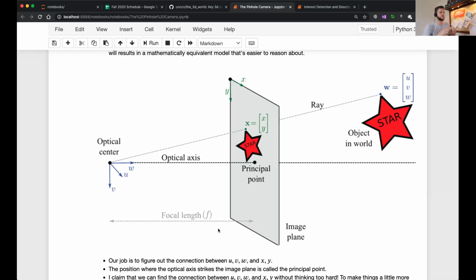Where did we define the origin of our coordinate system to be in our pinhole camera model? Does anyone remember? Where did we say that the origin has to be? In this picture, this is the camera right here. Yeah, it's close to the principal point. It's the optical center here. Remember, it's inside the camera.